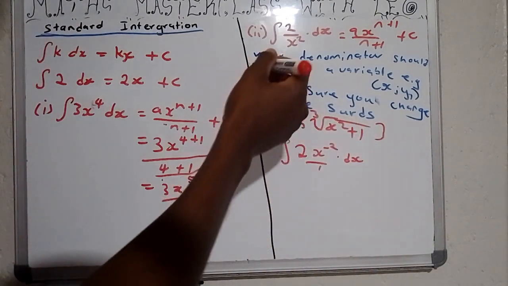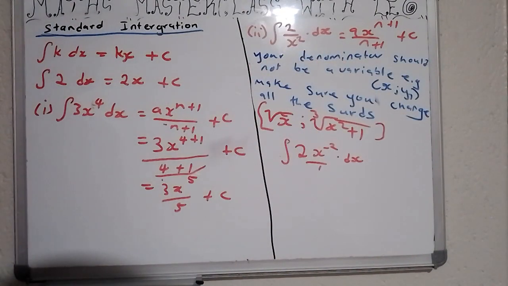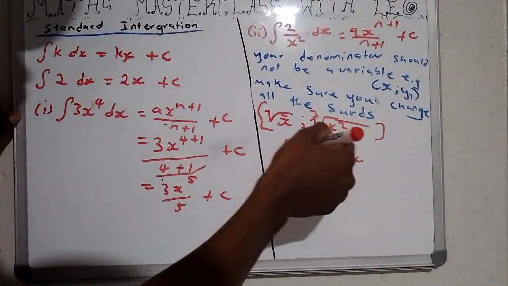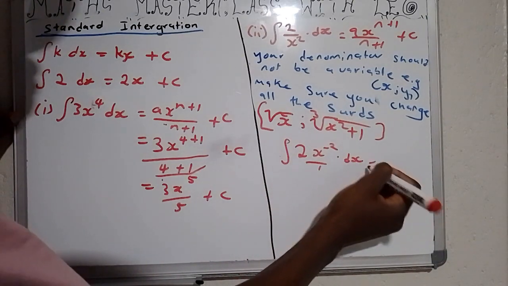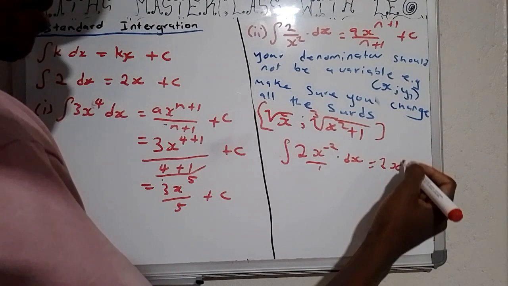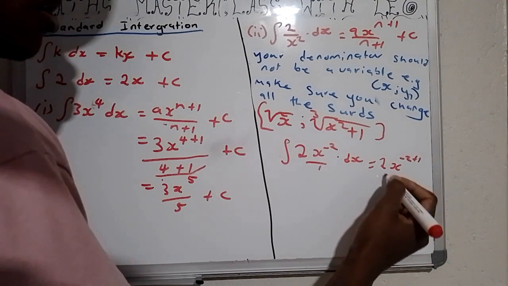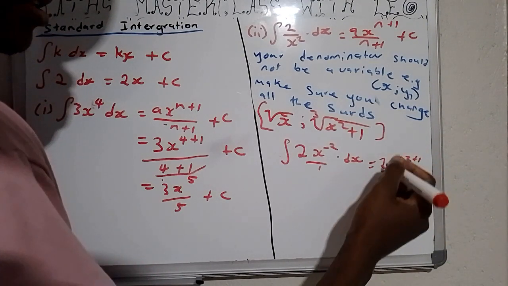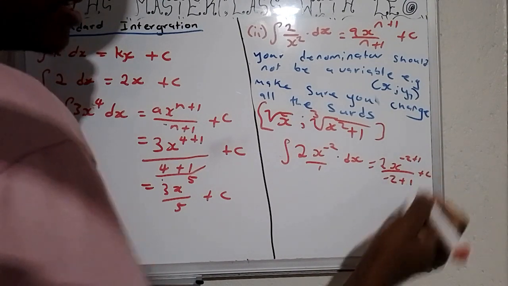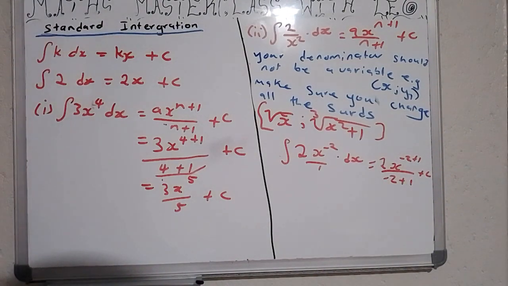Now, what did I do? I made sure that my denominator does not have a variable. So I have it in this format. Then I can just say my a is 2. I have x to the power minus 2 plus 1 all over minus 2 plus 1 plus c. Right? That is what I have there.